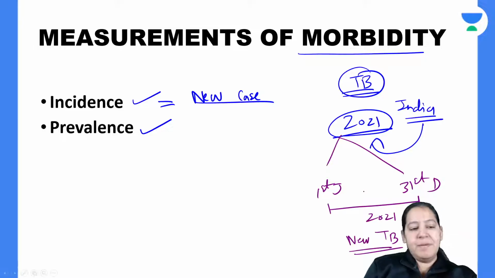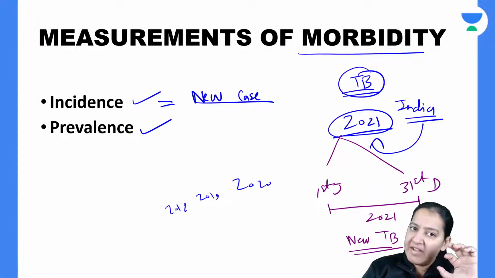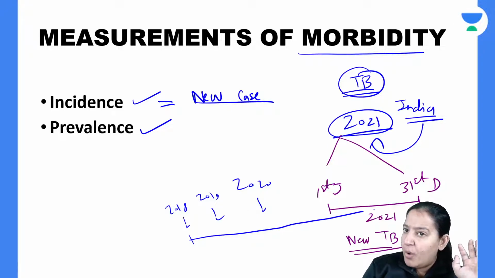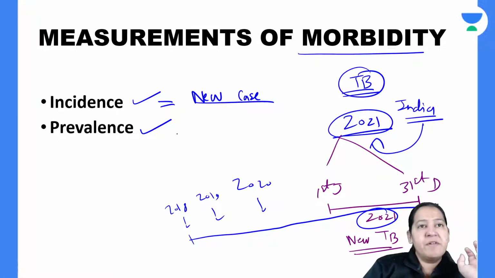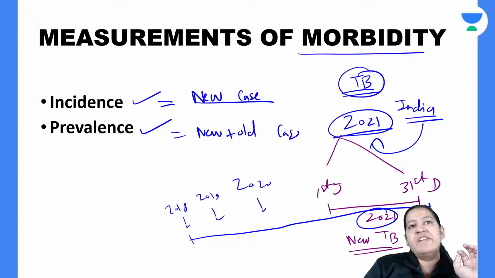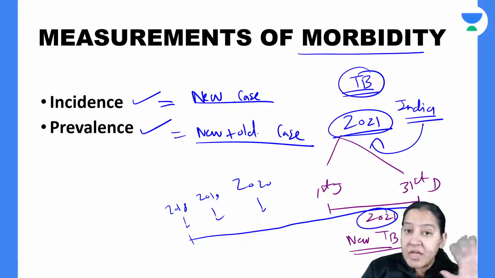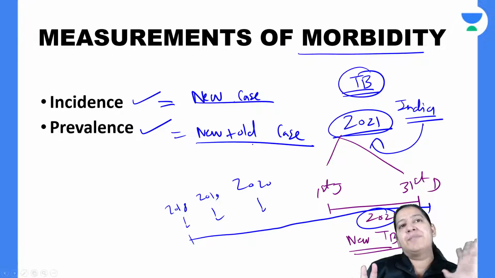And there may be many patients who had TB before this and are continuing in 2021. They were diagnosed in 2020, 2019 or 2018, not in 2021, but they are not cured and continue to have TB in 2021 also. They are not new cases, they are the old cases. So prevalence is the total cases, including new plus old. If we take only new cases of that particular year, it is the incidence. If we take total cases of that particular year, it is the prevalence. That is the basic difference between incidence and prevalence.